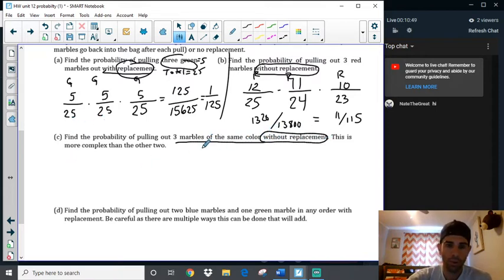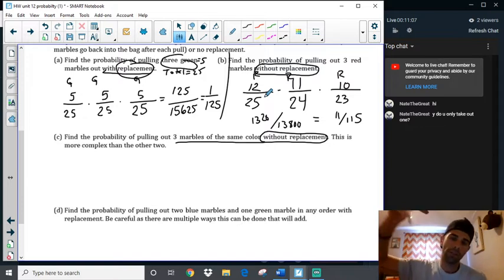Okay, so now, find the probability of pulling 3 marbles of the same color without replacement. So this is more complex because 3 marbles of the same color means I don't care which color. So what are all of my choices? Why do you take out 1? Because the question says find the probability of getting 3 red marbles.